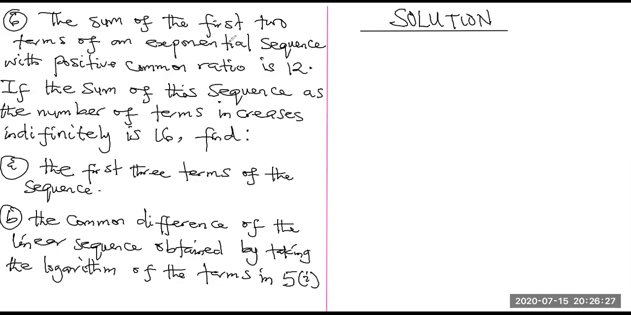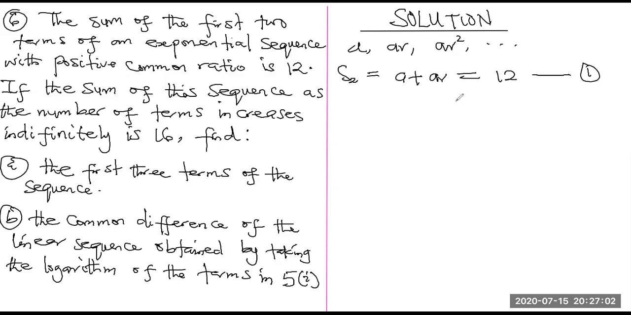So we are told the sum of the first two terms of an exponential sequence with positive terms. So we have the GP: A, AR, then AR square, and so on. We now say the sum of the first two, A plus AR, the first one plus the second one, is equal to 12. Of course, this will give you equation 1 because we have two unknown variables, so we'll have to find a second equation to complement it, because two equations go with two variables.